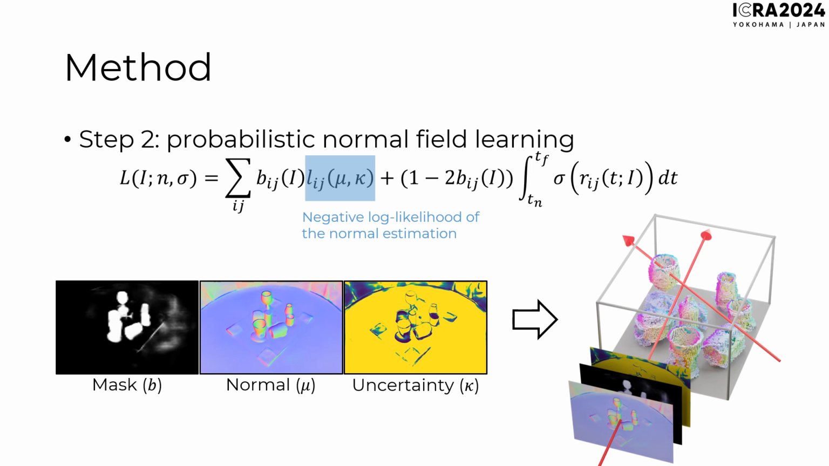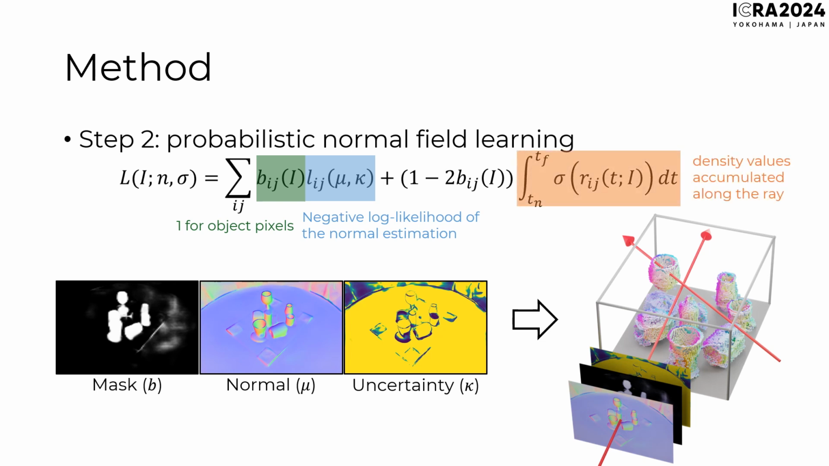Another important point is that we calculate loss only on occupied rays, or where the binary mask is 1. The loss for the pixel is multiplied by the current mask estimate B, which is 1 when there is an object and 0 when there is no object. The second term imposes a loss on the density value and minimizes the density when B is close to 0.